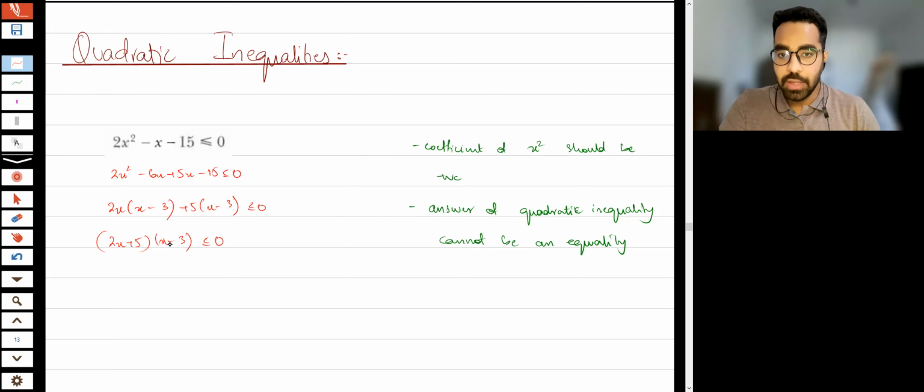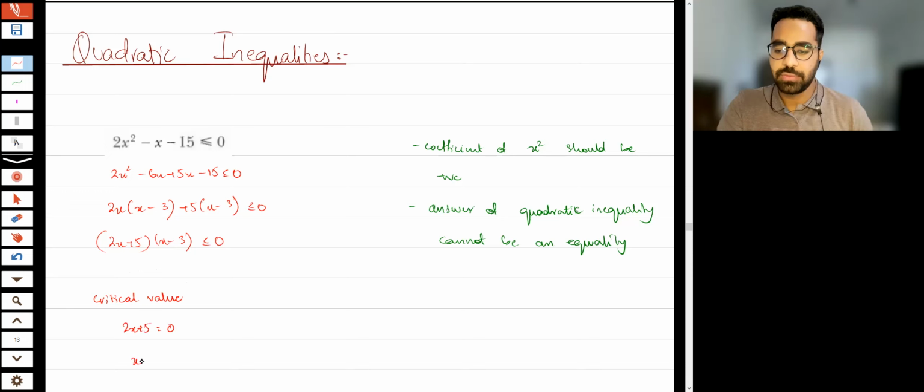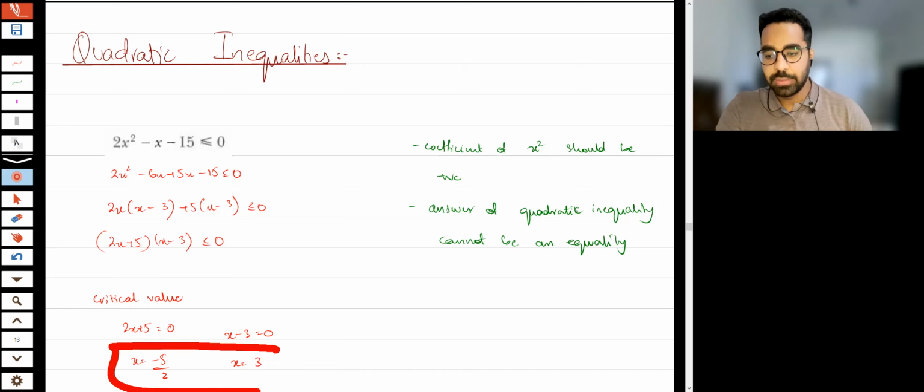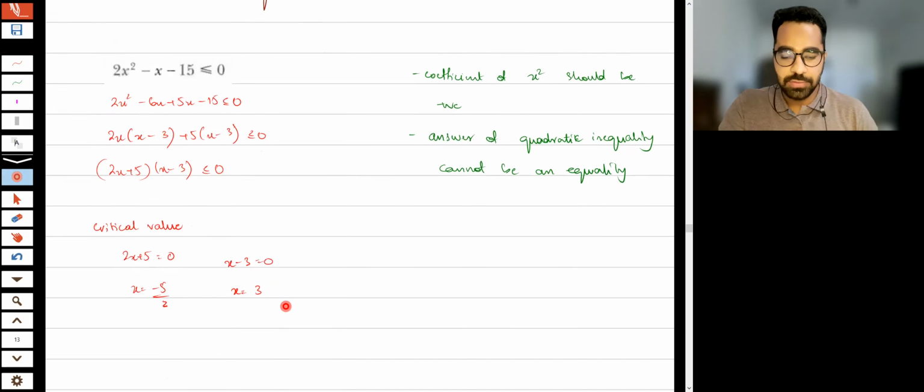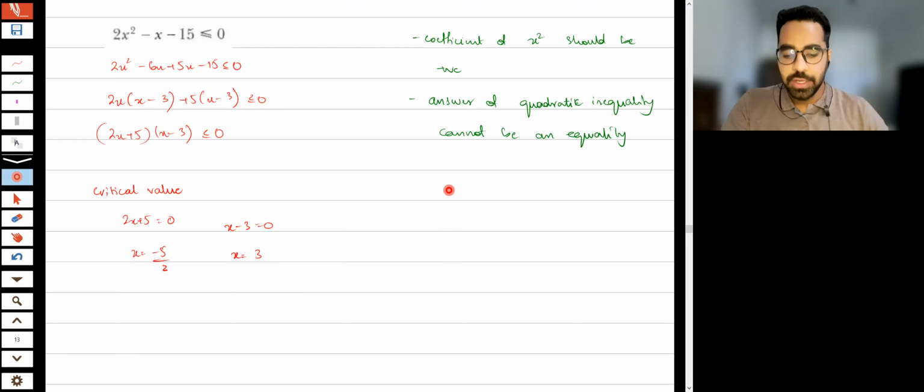Okay, now over here, that's the important part: x cannot be taken as minus 5/2 and cannot be taken as 3. Okay, these will be your critical values. So you're going to write critical values over here, and how you're going to find them out? You'll take 2x plus 5 equals to 0. So x will come out as minus 5/2. And you'll take x minus 3 equals to 0. So x will come out as 3. Remember, these are not your answers. These are just your critical values that are going to help you in finding out the answer.